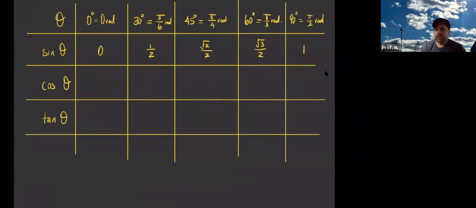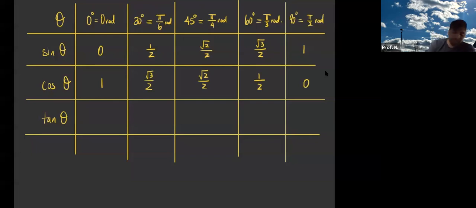And then we can fill out the next row. Cosine of 0 degrees is 1. Cosine of 30 degrees is rad 3 over 2. Cosine of 45 degrees is also rad 2 over 2. Cosine of 60 degrees is 1/2. And cosine of 90 degrees is 0.